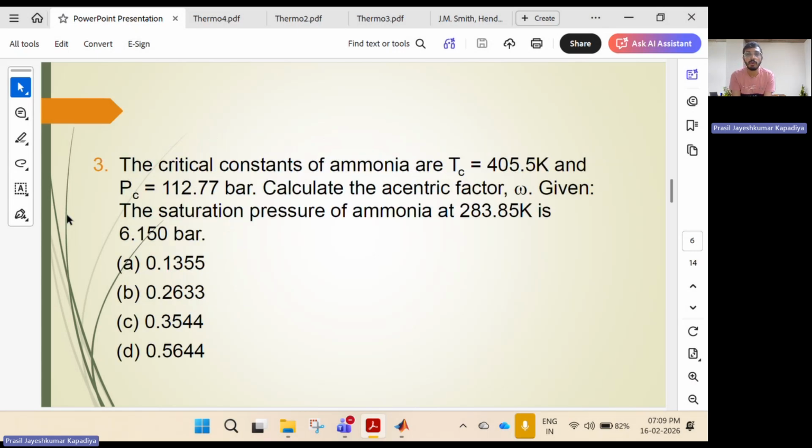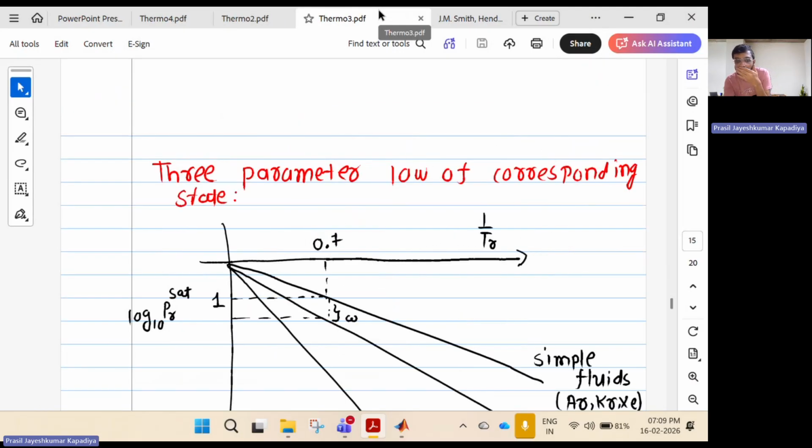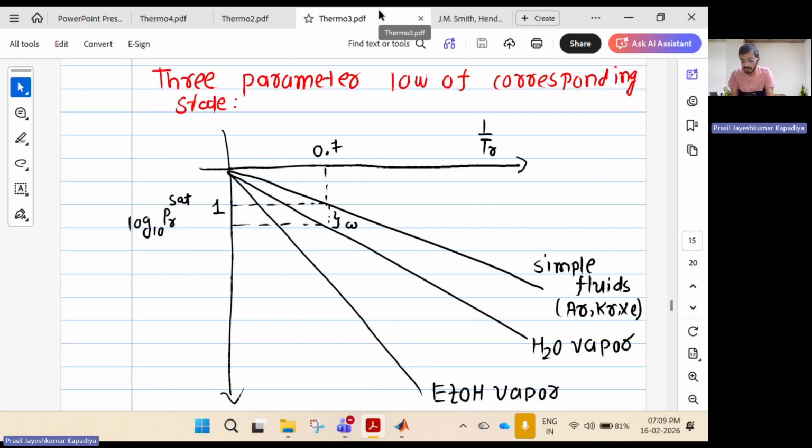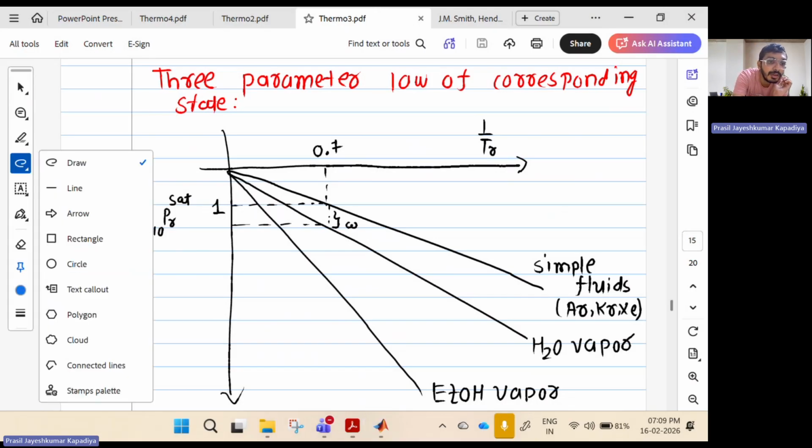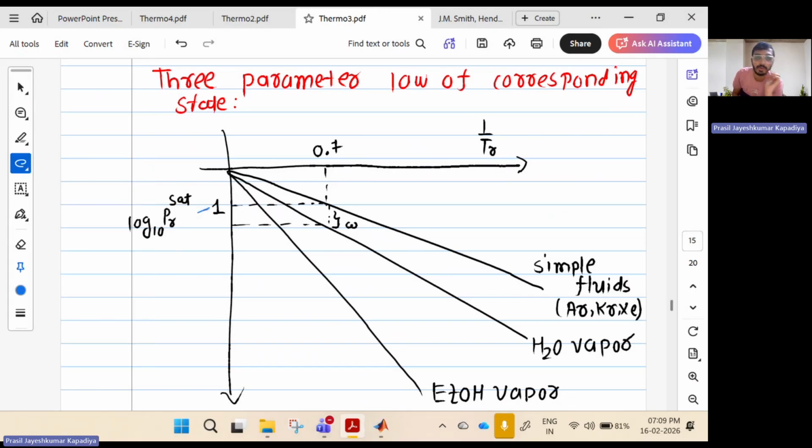The critical constants of ammonia are Tc is equal to 405.5 Kelvin and Pc is equal to 112.77 bar. So what is the eccentric factor? And we are given that saturation pressure of ammonia at 283.85 Kelvin is 6.150 bar. So what is the eccentric factor? Let's quickly go through this. There's a mistake here. It should be -1 in this plot. It should be -1 here. Okay.